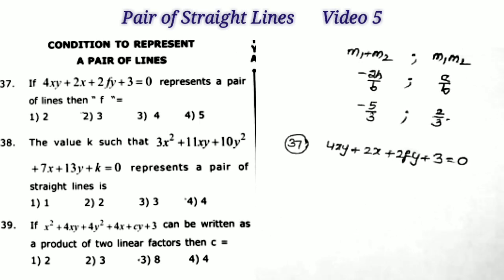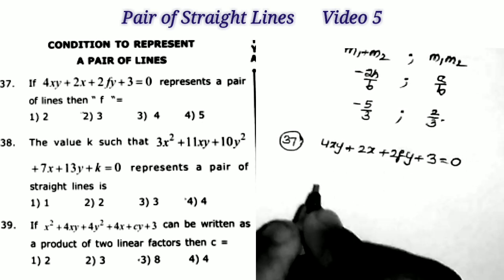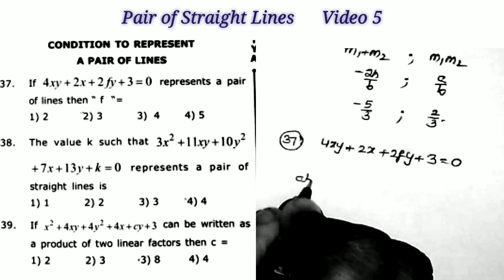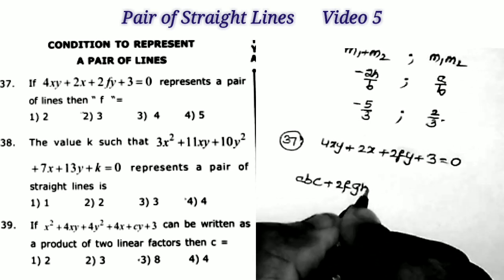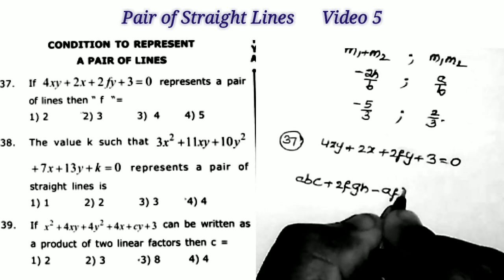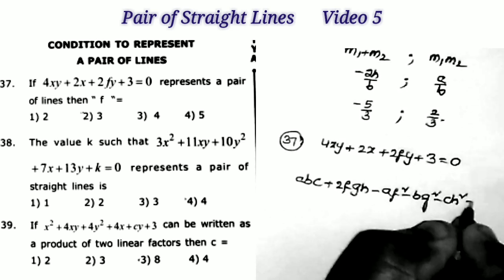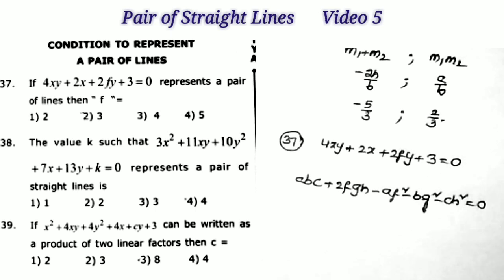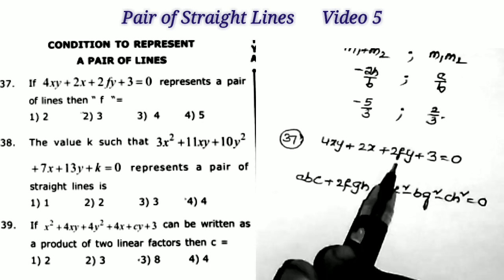If 4xy plus 2x plus 2fy plus 3 is equal to 0 represents a pair of lines, then what is the value of f? So given that this equation represents a pair of straight lines, what is the condition for the equation to represent a pair of straight lines? abc plus 2fgh minus af square minus bg square minus ch square is equal to 0. Okay, this is the condition. Now replacing the values in this condition to get the value of f here.